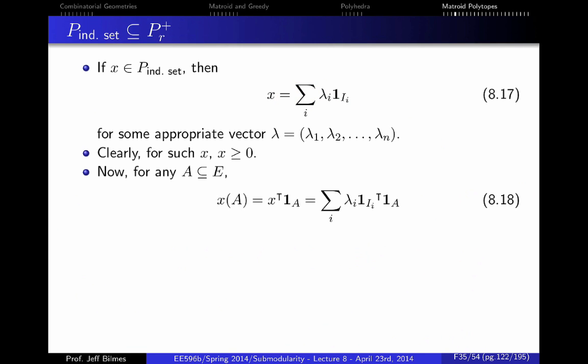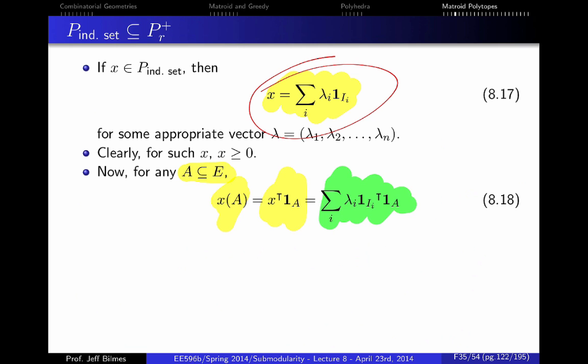And also, if we choose any subset A and sum up the elements in A, that's the same as taking the dot product of x with the characteristic vector of the set A, which, when we write x in this fashion up here, we end up getting this stuff down here. Right? So we're basically putting in the definition of A and multiplying the characteristic vector by every term in this sum.